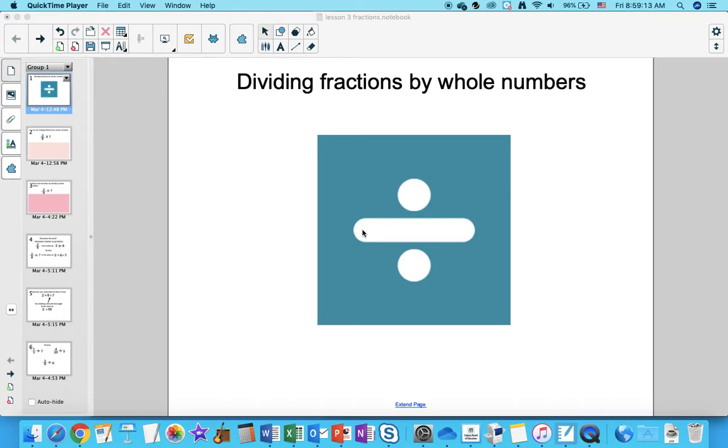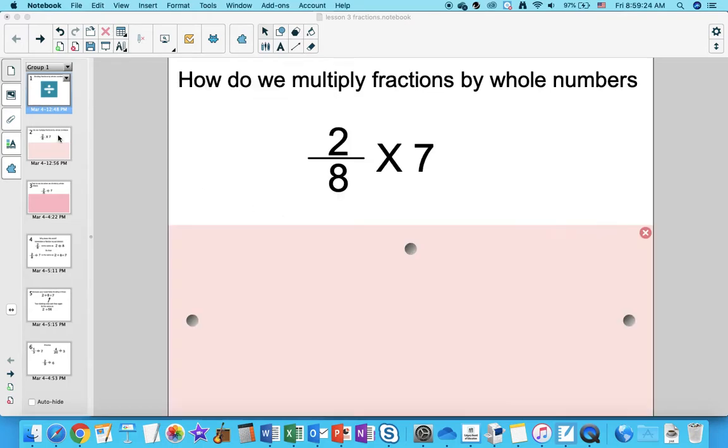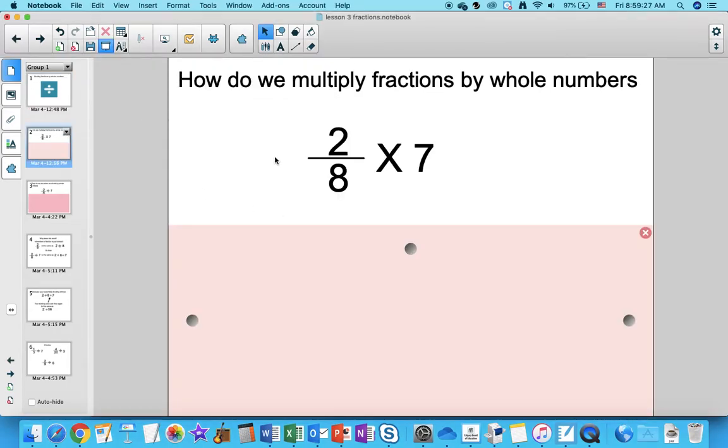You're watching the video on dividing fractions by whole numbers. In the previous video, we talked about multiplying fractions, and now we're going to talk about dividing fractions. How do we multiply fractions by whole numbers? As a review, how do we multiply fractions by whole numbers?